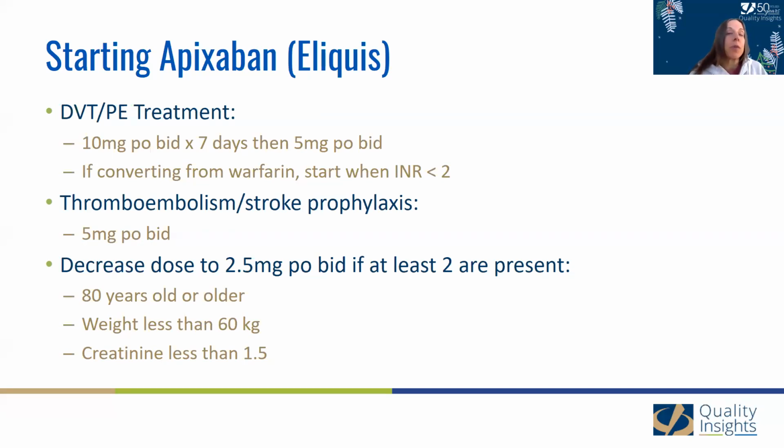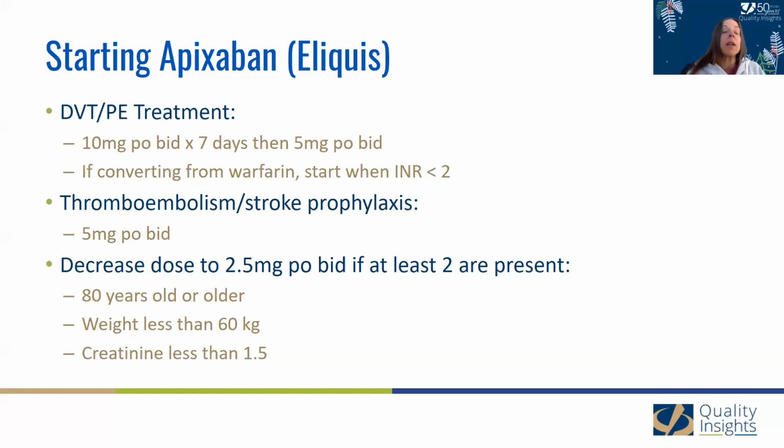If we're converting from warfarin, if we have a resident who is taking Coumadin or warfarin, you want to start when the INR is less than 2. That's if you're switching. If you're doing stroke prophylaxis for atrial fibrillation, for Eliquis, it's 5 milligrams twice a day.